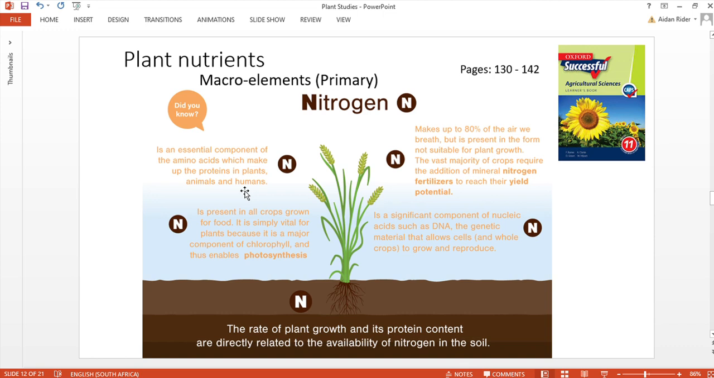So also they get nitrogen from the air. It makes up 80% of the air that we breathe, and the majority of crops require the addition of mineral nitrogen fertilizer to reach their yield potential, so they don't always get enough from the air. And if there isn't things like those bacteria that fix the nitrogen close to the roots, then they need to get more nitrogen from fertilizers. Also, it is a significant component of nucleic acids, DNA, if you've heard of that before, the genetic material that allows cells to grow and reproduce. Okay, so essentially nitrogen is important for the growth of the plant.